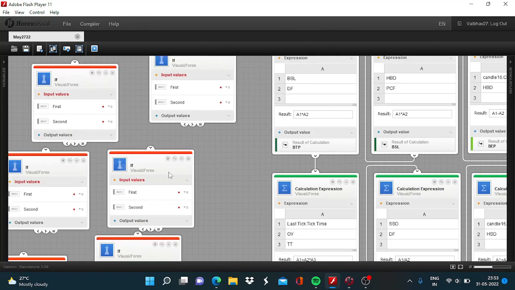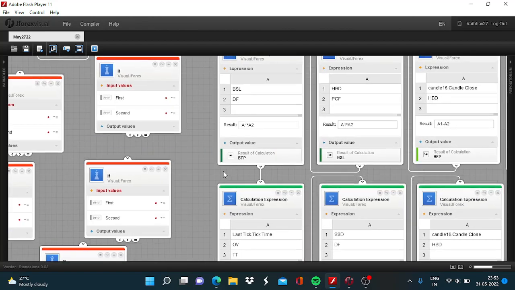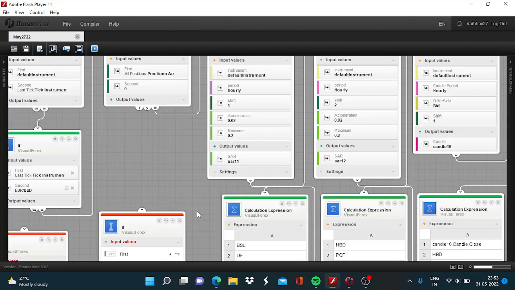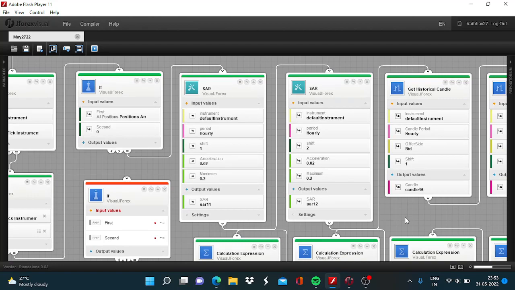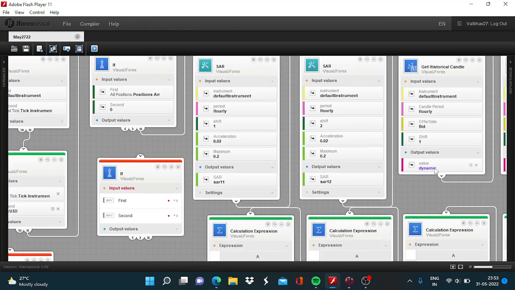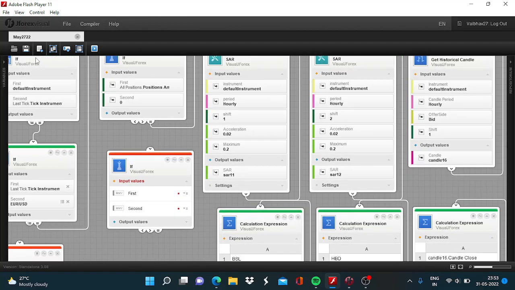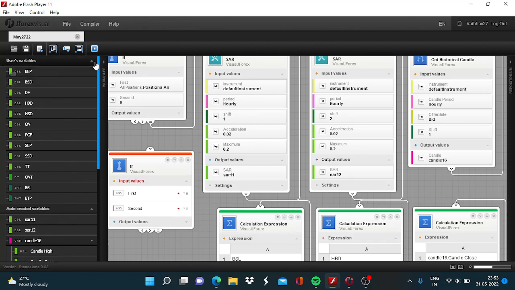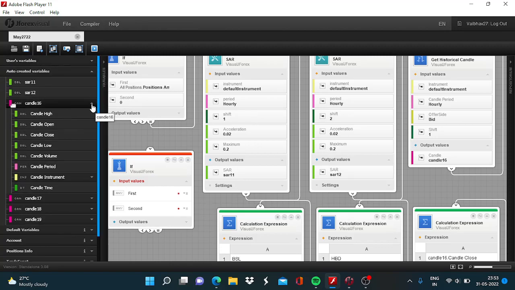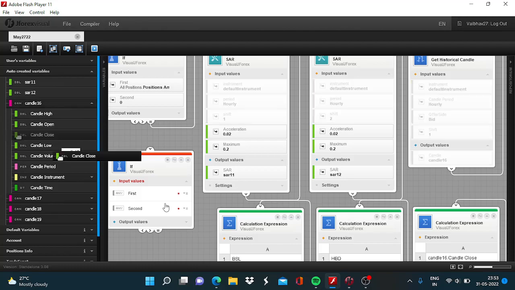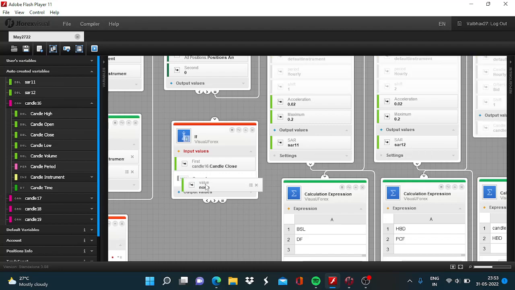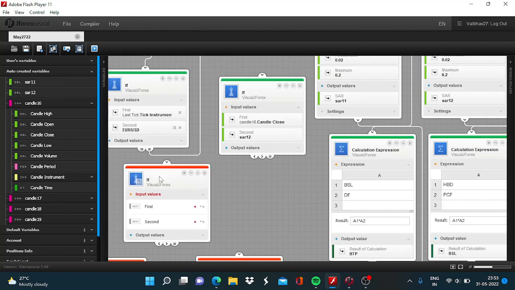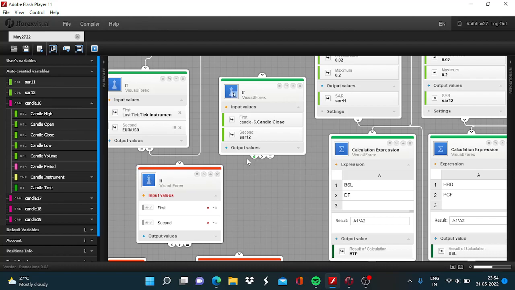Coming to the first condition, the closing value of the last hour needs to be less compared to the output value of the SAR for the penultimate hour. So we need candle 16 candle close to be less than SAR 12. First input less than second input.